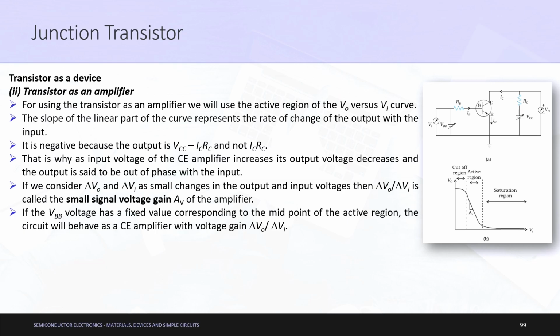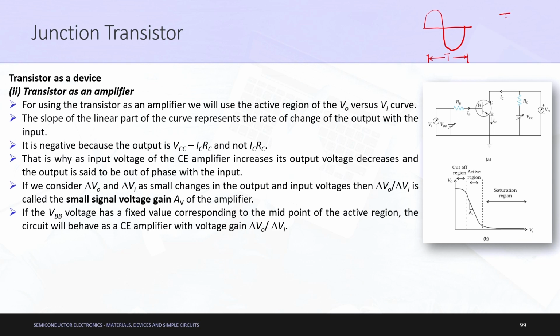Before starting transistor as an amplifier, we must first understand what an amplifier is. As the name suggests, it amplifies something. Let me explain using a signal. Let us suppose that we have some signal in this form. What are the characteristics of this? First of all, this is the complete time period for one complete cycle.